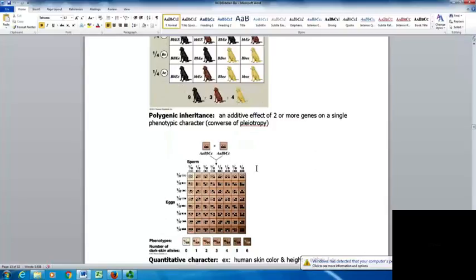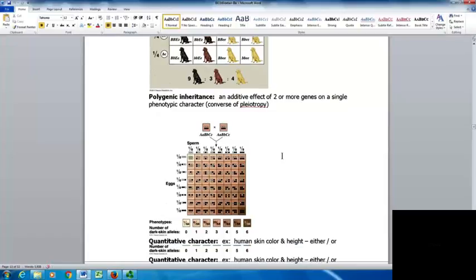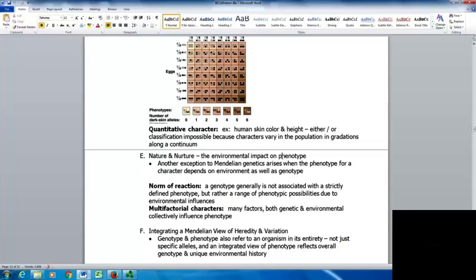With polygenic inheritance, you have the additive effect of 2 or more genes on a single phenotypic character. This is going to be the converse of pleiotropy. With quantitative characters, here it's impossible to determine the exact character because they're going to vary in the population in gradations along the continuum. Human skin color and height are an example of these. If you breed a person who is tall with a person who is really short, you could get a tall person, a short person, or anything in the middle.